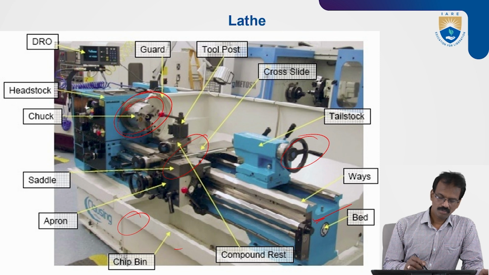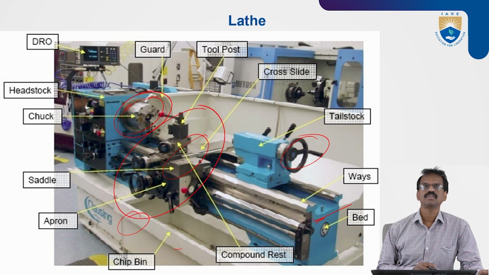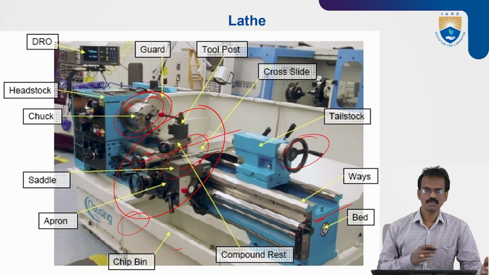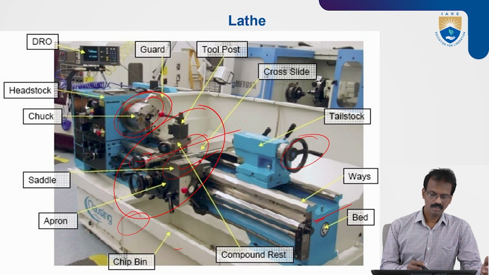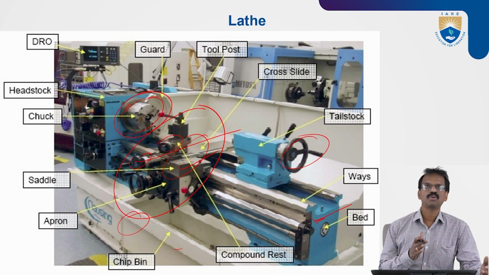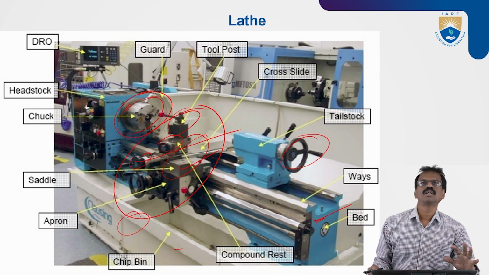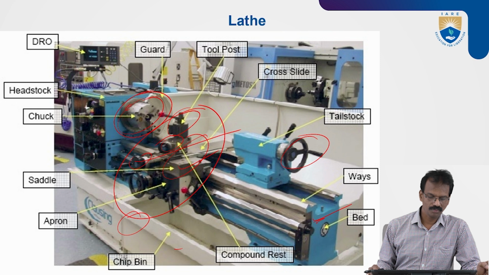In between, this is the carriage. This is very important. On this carriage, we know that in H shape there is a saddle. On this saddle there is a cross slide for the cross movement. On this cross slide, there is a compound rest for providing the angular movement of the tool. This is the tool post to fix the single point cutting tool. So these are the different parts of the lathe machine.